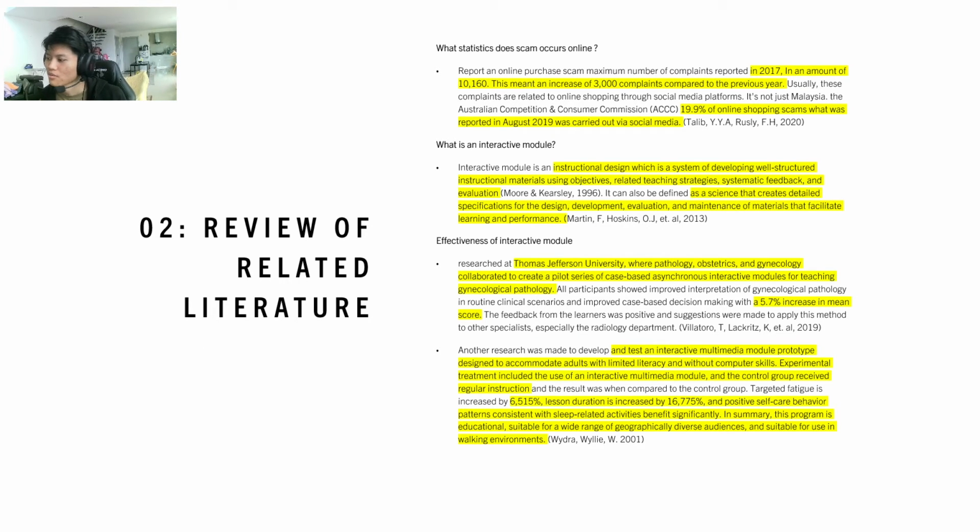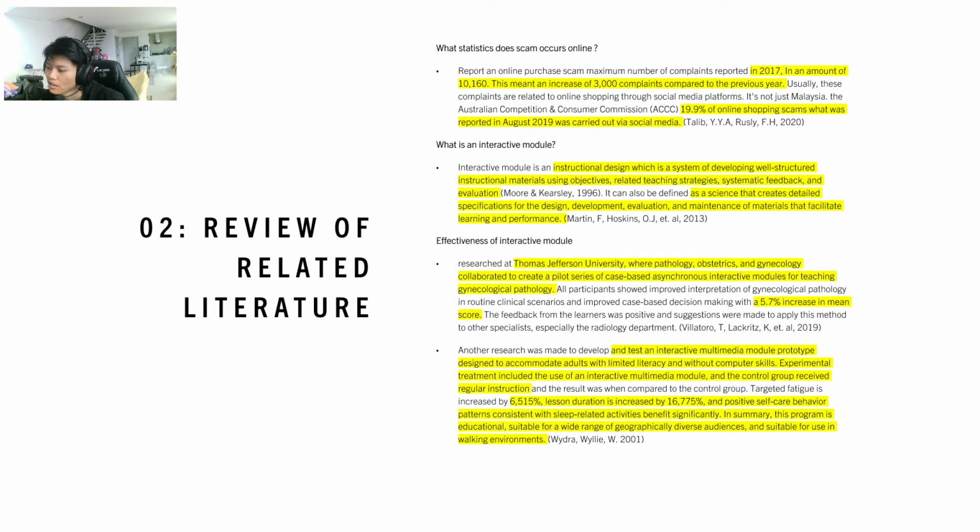Another one is a research study made to develop and test an interactive multimedia module prototype designed to accommodate adults with limited literacy and without computer skills. Experimental treatment included the use of an interactive multimedia module, and the control group received regular instructions. Lesson duration is increased by 16,775%, and positive self-care behavior patterns consistent with sleep-related activities benefit significantly.